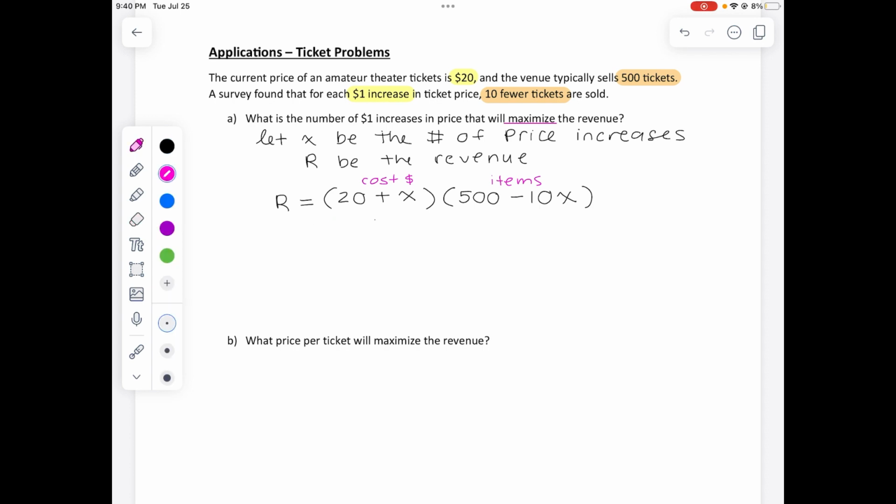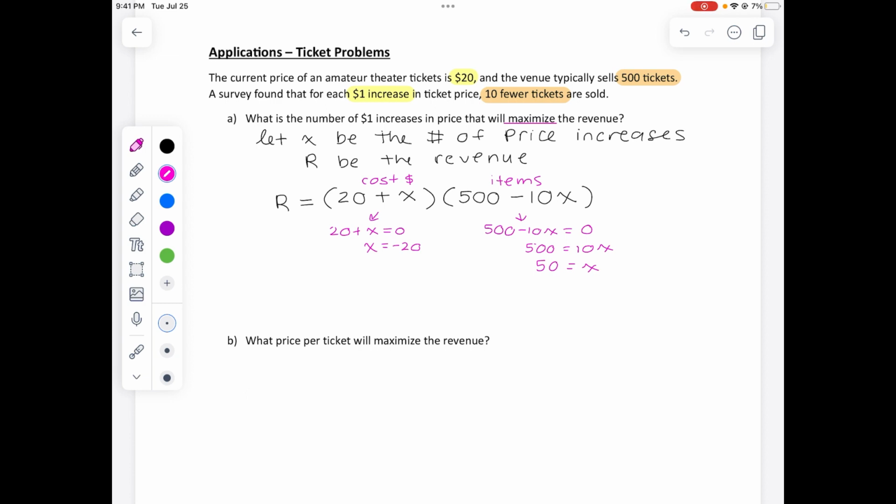Okay, so I'm going to let this bracket equal 0, so 20 plus x equals 0, which means x is negative 20. And then here I'll have 500 minus 10x equals 0. So I'd have 500 equals 10x, and then I'm dividing both sides by 10. So I will have 50 is equal to x. Okay, so those are the x-intercepts of my equation.